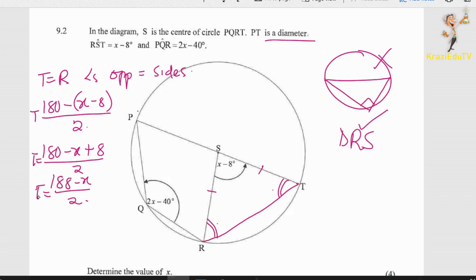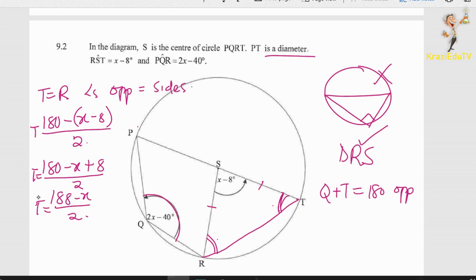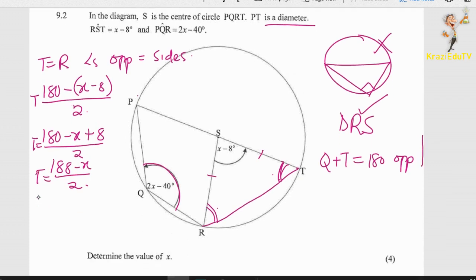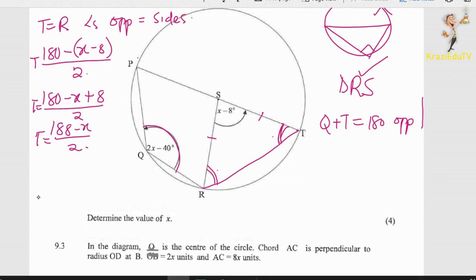But then I look at PQRT as a cyclic quadrilateral, and I know that this angle plus this angle, which is angle Q plus T, should be equal to 180. Reason: opposite angles of a cyclic quadrilateral. Therefore, mathematically, can we say that 2x minus 40 plus (188 minus x) over 2 should be equal to 180, because they are supplementary.